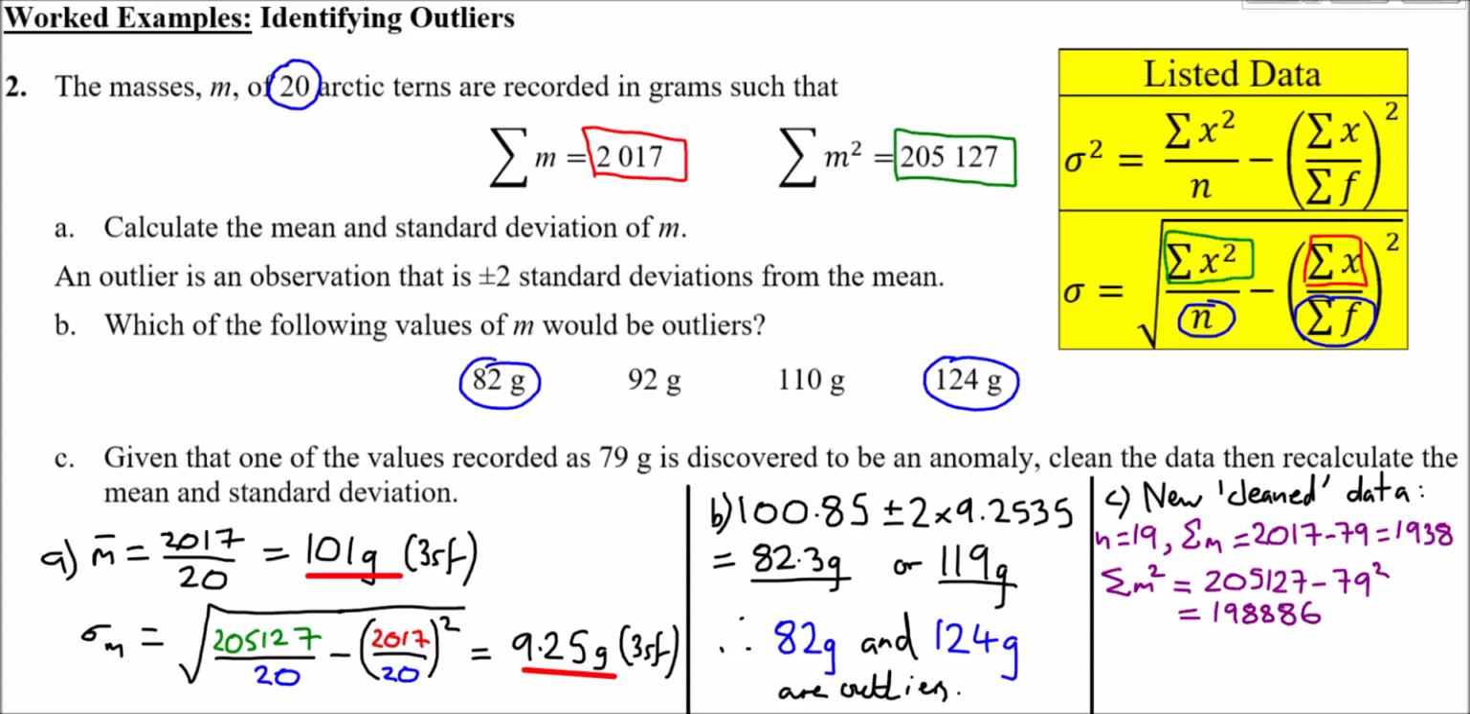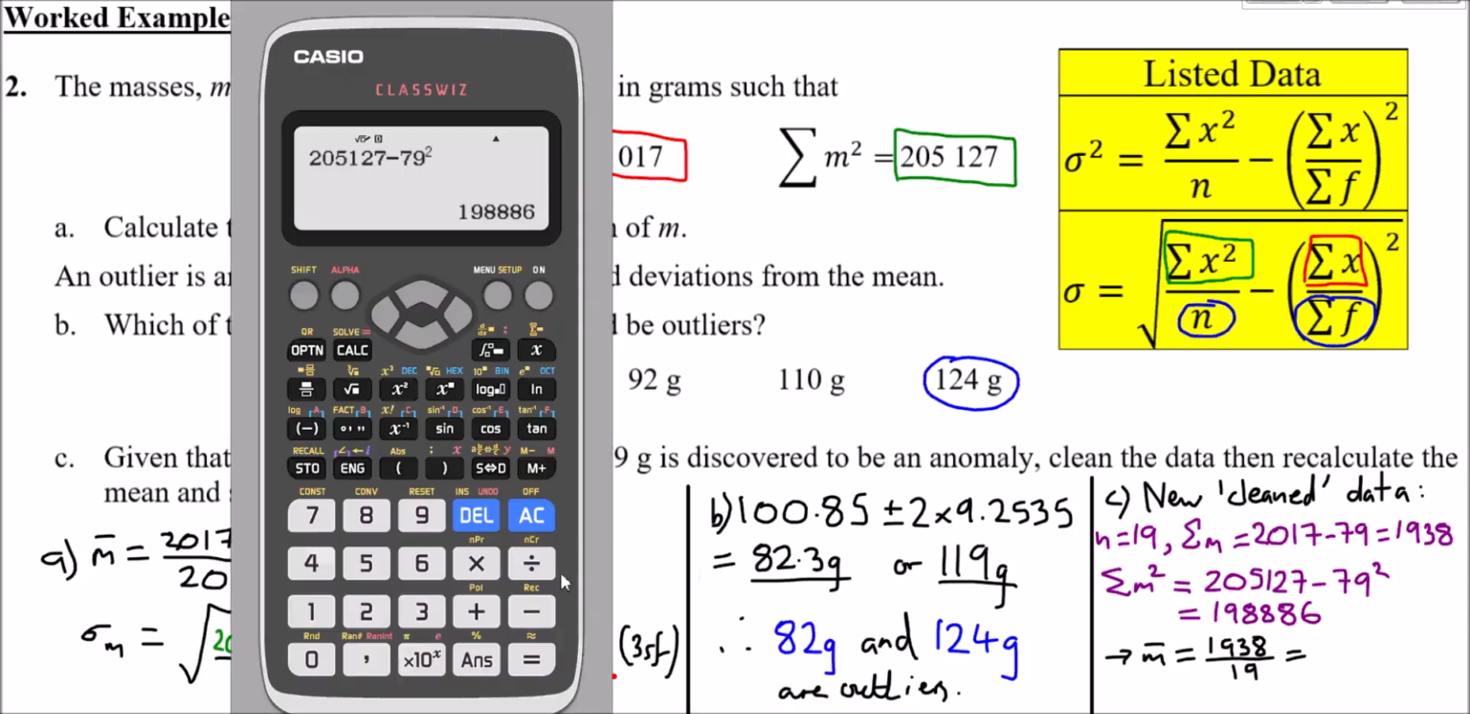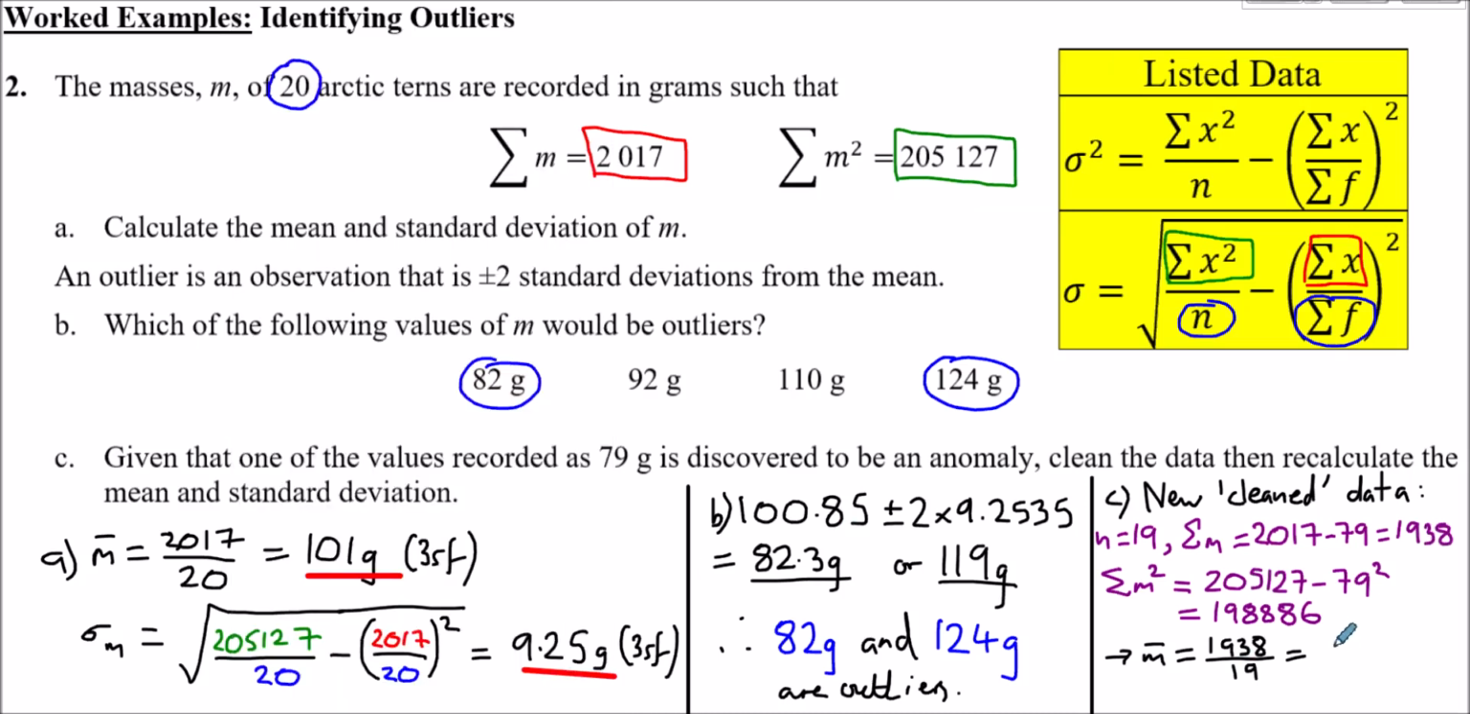So now we can let the calculator do the hard work. So what's the new mean? Well, the new mean is going to be 1938 divided by 19. Because that's the new total of the masses, and 19 is the new total number of birds. So what's 1938 divided by 19? Well, we can see here that we get 102 grams exactly.